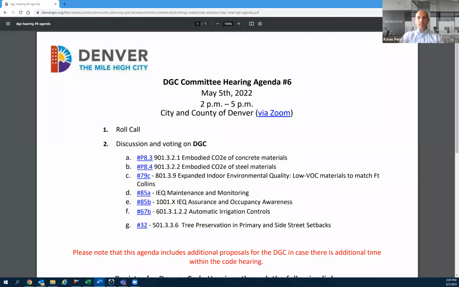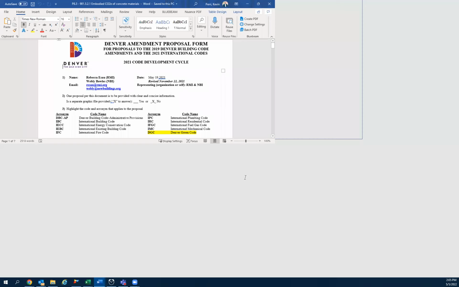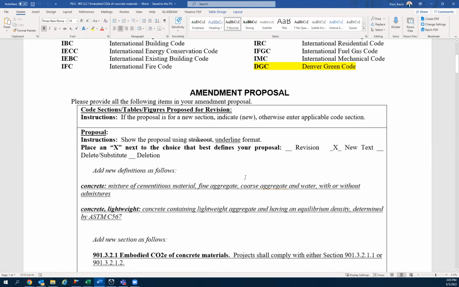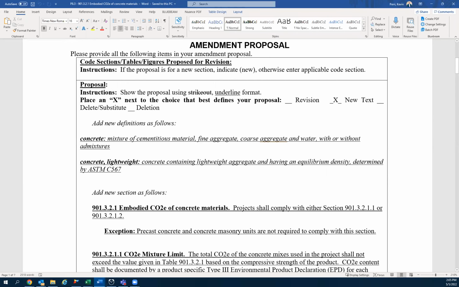All right, great. So code change proposal 8.3, which is embodied carbon of CO2 for concrete materials, requires environmental product declarations, which are EPDs, for all complying concrete used in the project. Additionally, concrete mixes except precast, those where no concrete providers have EPDs within 100 miles, and projects that use less than 50 cubic yards must meet specific global warming potential limits, and those are GWPs. So complying products can also meet the requirements doing a weighted average GWP of all concrete mixes.